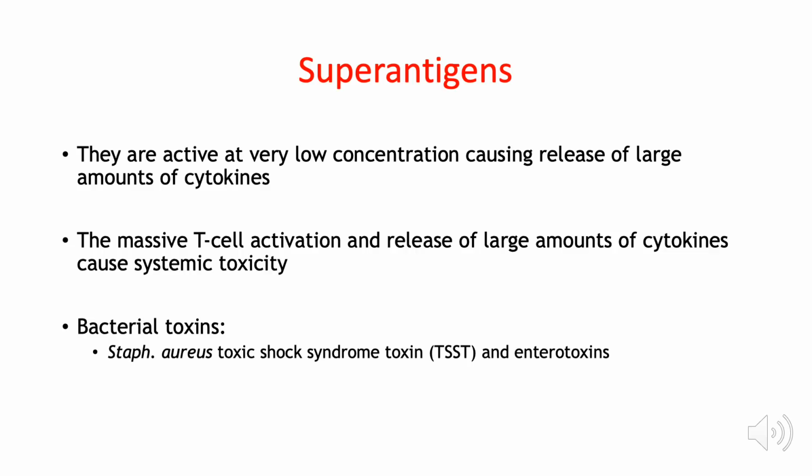So these superantigens, even at very low concentrations, can cause the T cells to release large amounts of cytokines. So there's massive T cell activation and release of large amounts of cytokines. Indicated in the PPT are the different types of bacterial exotoxins that can be superantigens. A good example is the toxic shock syndrome toxin of Staphylococcus aureus.